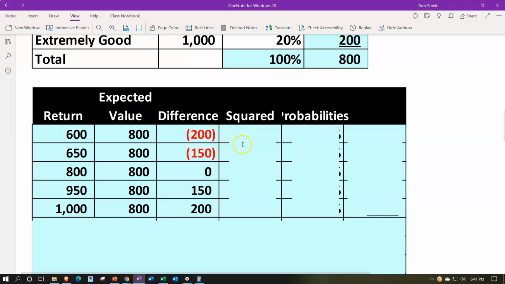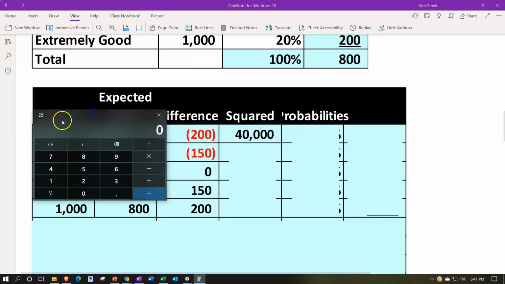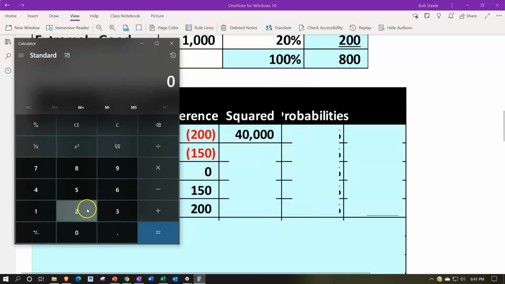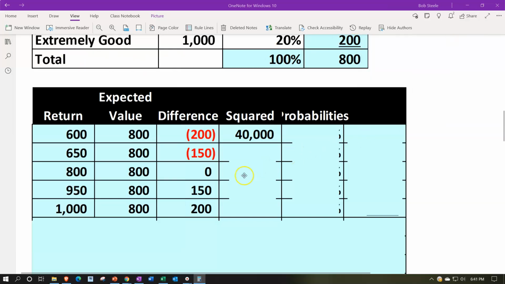Then we're going to take those differences and square them. I'll just do one calculation in the trusty calculator so we can see how it's done there. Make sure you got the squared button if you're going to need to be squaring stuff on your trusty calculator. Going to take the negative 200 and square it. That's going to be the 40,000. If we do the same thing for the negative 150, we get 22,500. For 0, we get 0. That one I can do in my head. 150 squared, we get the 22,500. And the 200 squared, we get the 40,000.